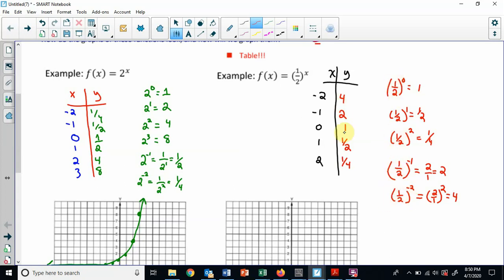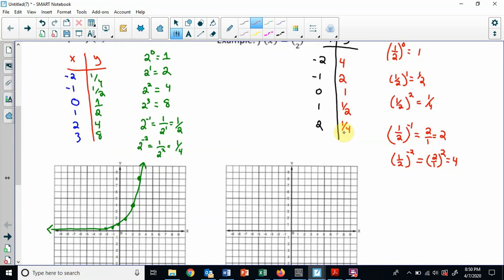So let's plot this one and see what we get. We get, let's see, -2, 4. 1, 2, 3, 4. -1, 2. 0, 1. 1/2. 1/4. And if you did -3, do it for fun, you'll get 8. So this is actually almost the exact same graph, but it's kind of flipped backwards, isn't it?